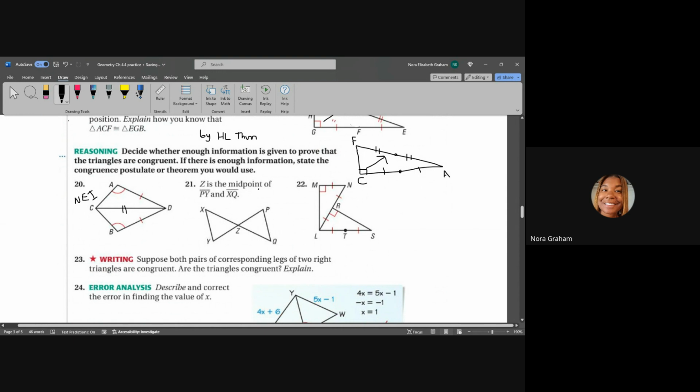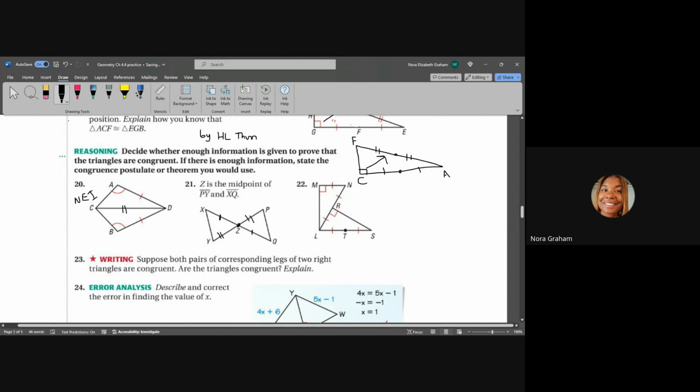21. Z is the midpoint of PY and XQ. Sorry, I had a brain fart. So Z is our midpoint. So by definition of a midpoint, that means from X to Z and Z to Q, that's congruent, because a midpoint breaks a segment into two congruent halves, okay? And then Y to Z and Z to P, that's also congruent.